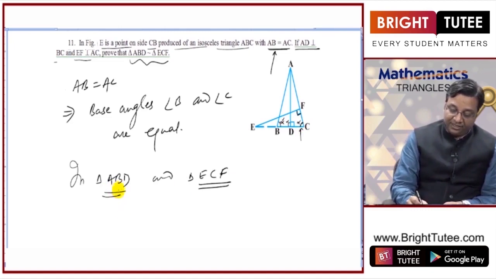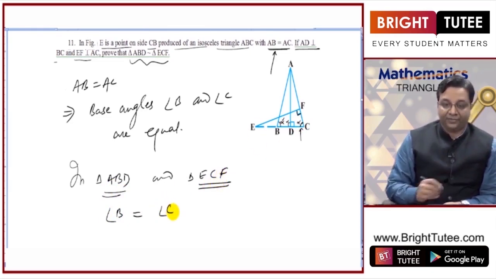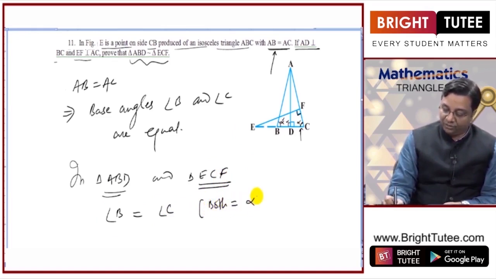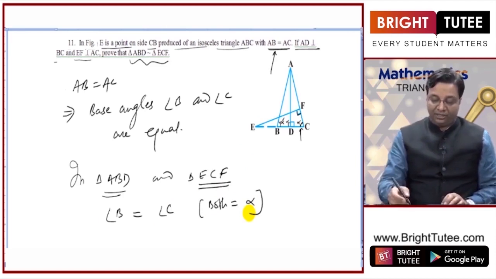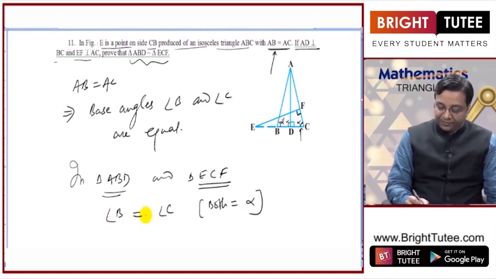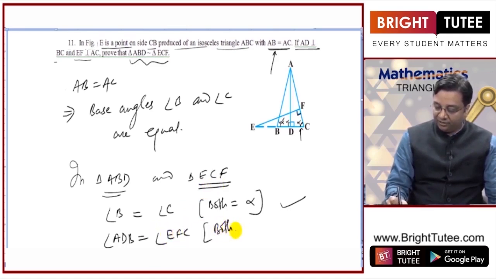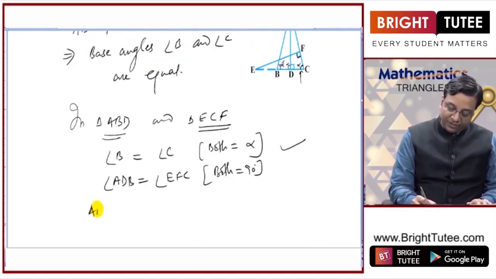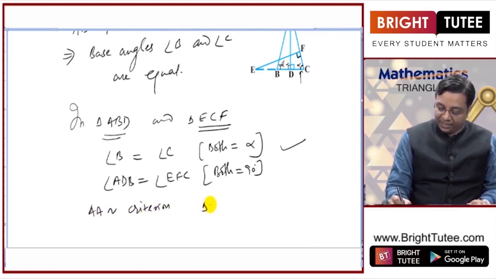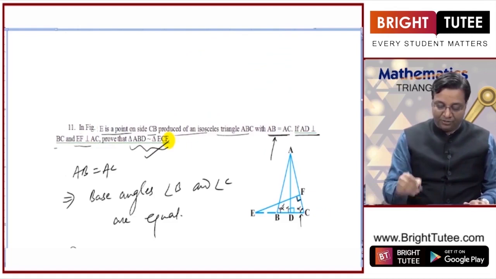So what I can say here is that in triangle ABD, angle B is equal to, in triangle ECF, angle C, because both are equal to alpha, which I have taken here, right? Alpha is not mentioned in the question, but I have taken angle B as alpha. So angle C also became alpha because of the properties of isosceles triangle. Now angle B is equal to angle C, and in triangle ABD, angle ADB is 90 degrees, and in triangle ECF, angle EFC is 90 degrees. So both are equal and equal to 90 degrees. Now because of angle similarity criterion, we can say triangle ABD is similar to triangle ECF. So this is how you will prove it.